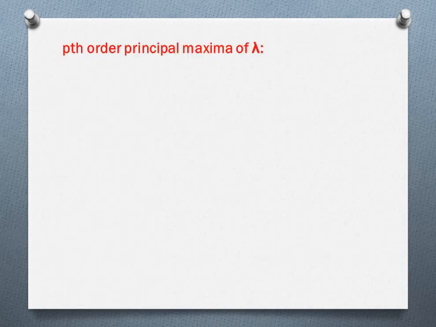Now, in order to calculate lambda plus d lambda, we need some information from our previous video, like the condition for the pth order principal maxima. So what is the pth order principal maxima condition? If you watched the previous video, you can easily guess it is a plus b sine theta equals p lambda. Remember, it's a principal interference maximum. a plus b sine theta equals p lambda.